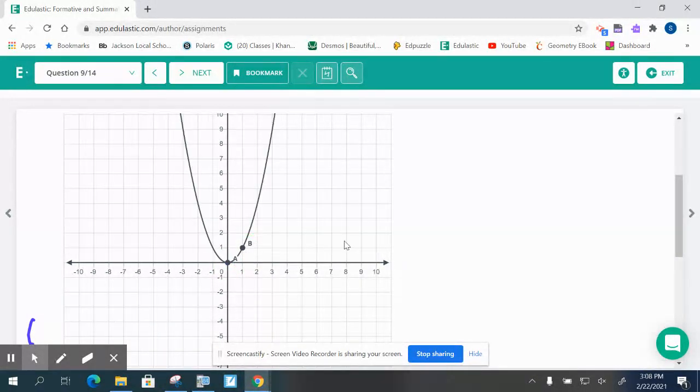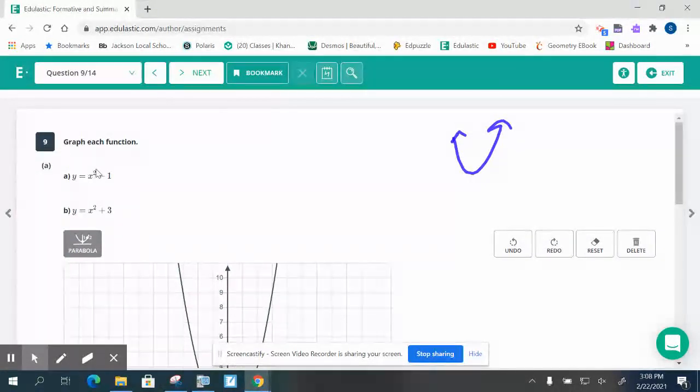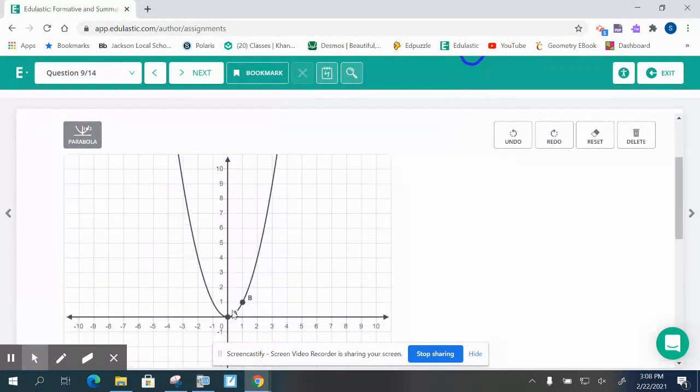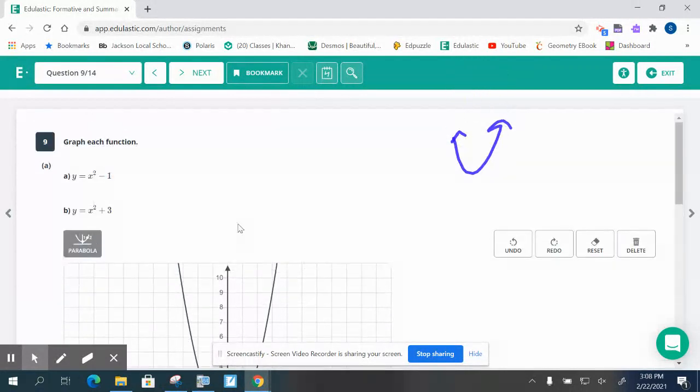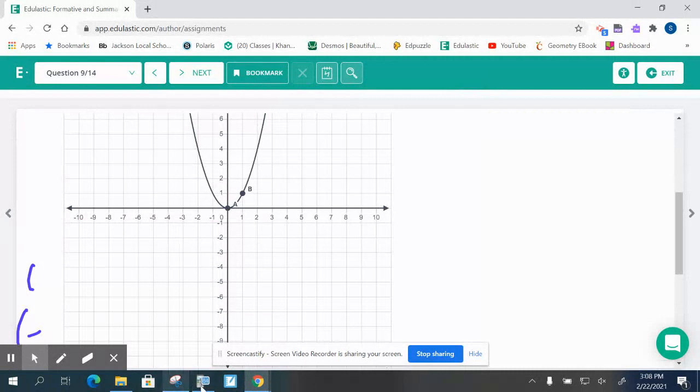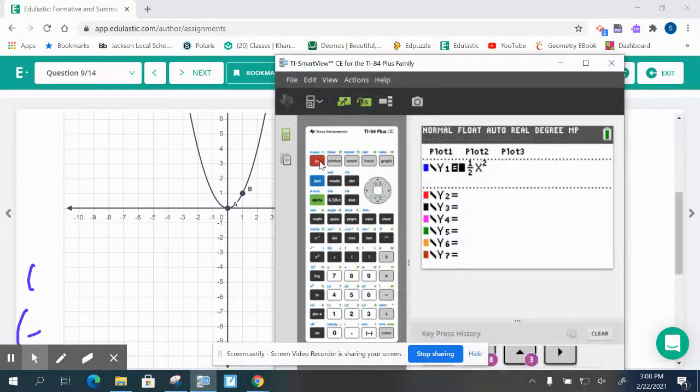That's our original function. Now, what changes? Don't actually graph this, okay? I'm just putting this up here for an example, for a baseline. So what happens if we subtract 1 from this function? Let's type it into our y equals and see what happens. So we've got x squared minus 1.